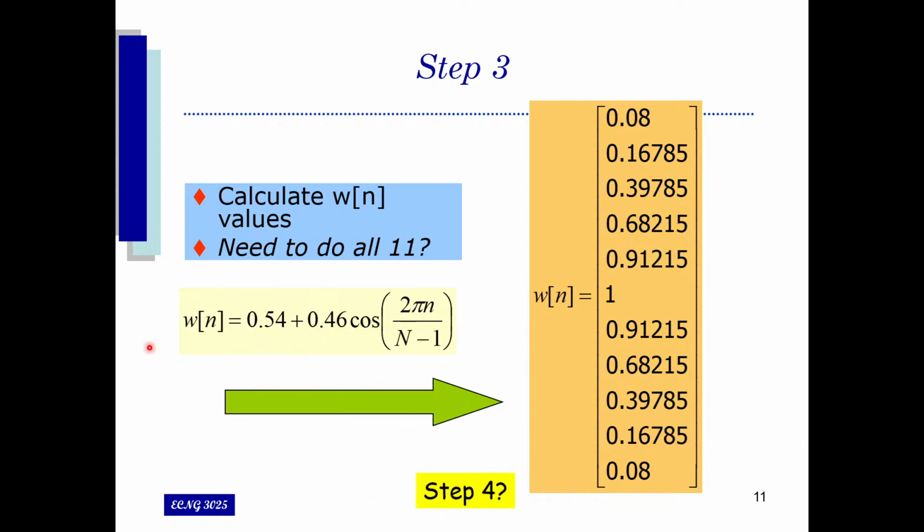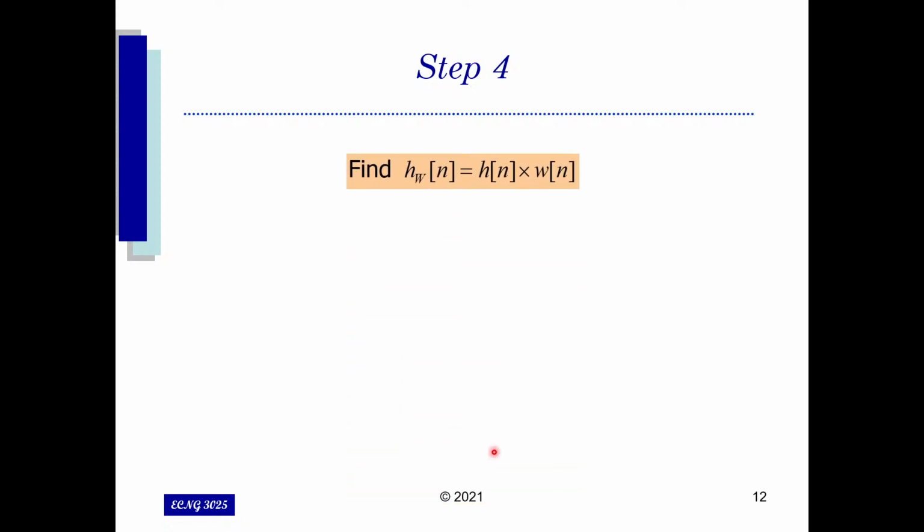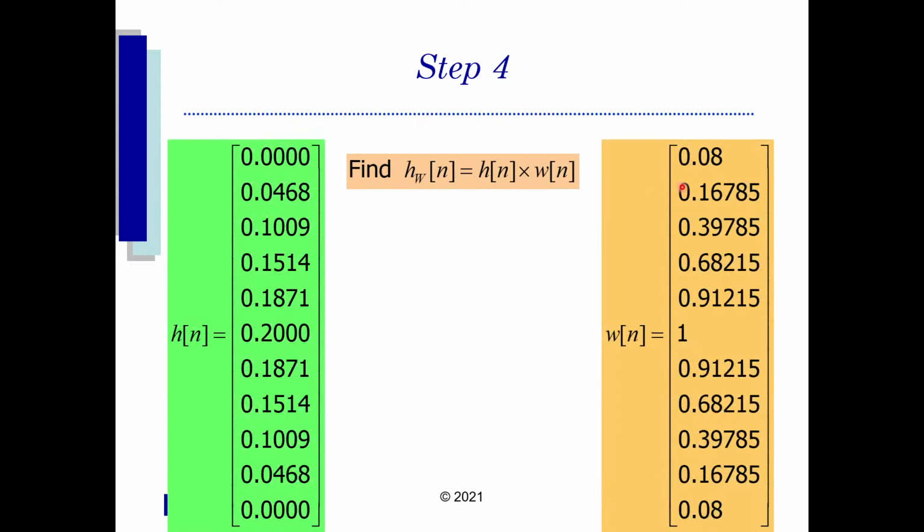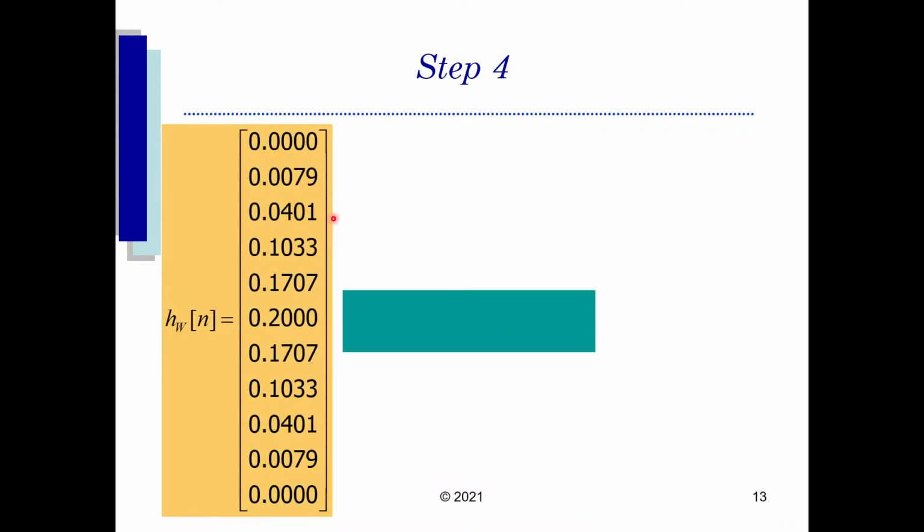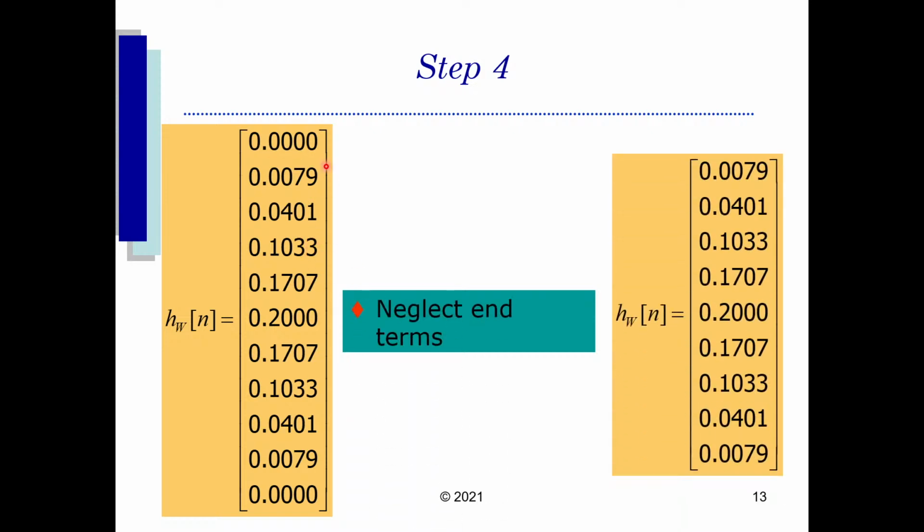Once we have our h of n and w of n vectors, we just need to multiply the 2 of these across each one of the indices. We don't need to do all 11 because it's basically going to be the same symmetric sequence as well. So we obtain our hw of n function here. The n terms here is 0, which basically add no value to our function, so we can just truncate those off entirely.